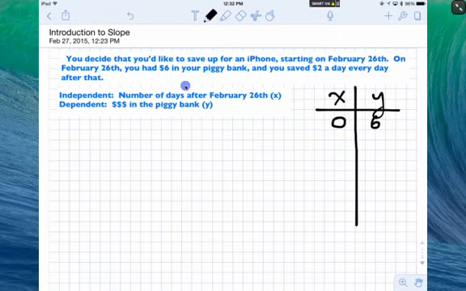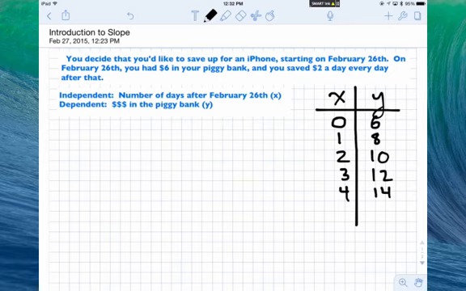And every single day that goes by, you put $2 more in your piggy bank. So 6, 8, 10, 12, 14, and 16. And of course, we could go on forever and ever. So now we have a table of values to describe this situation. And I hope we feel comfortable creating an equation to describe this relationship as well.